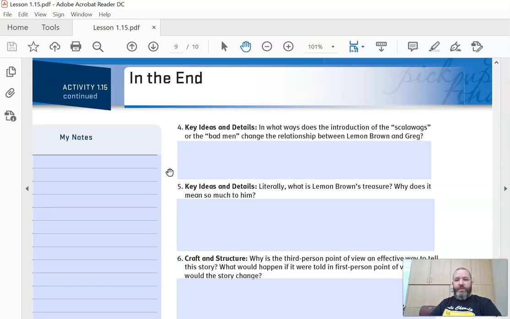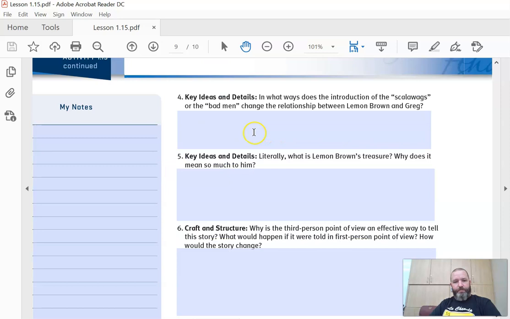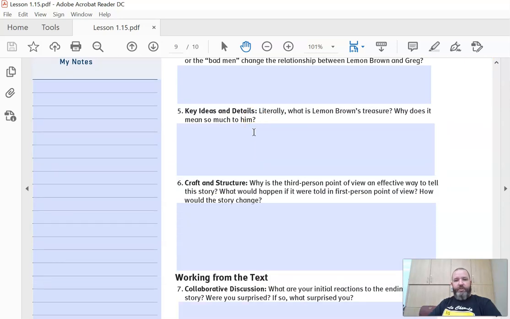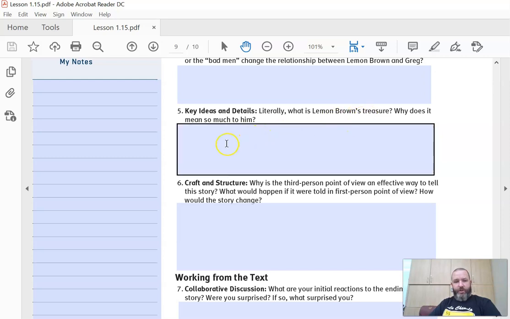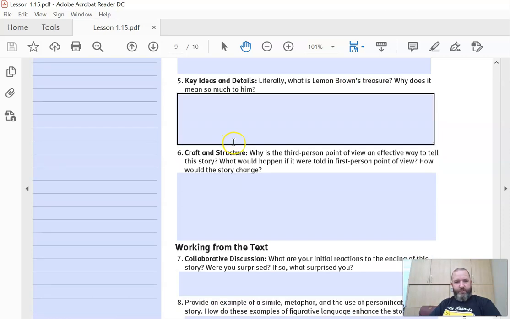Number 4, in what ways does the introduction of the scalawags, or the bad men, change the relationship between Lemon Brown and Greg? Their relationship changes when the bad guys show up. Number 5, literally, what is Lemon Brown's treasure? Why does it mean so much to him? You'd be surprised. It's not the traditional treasure.